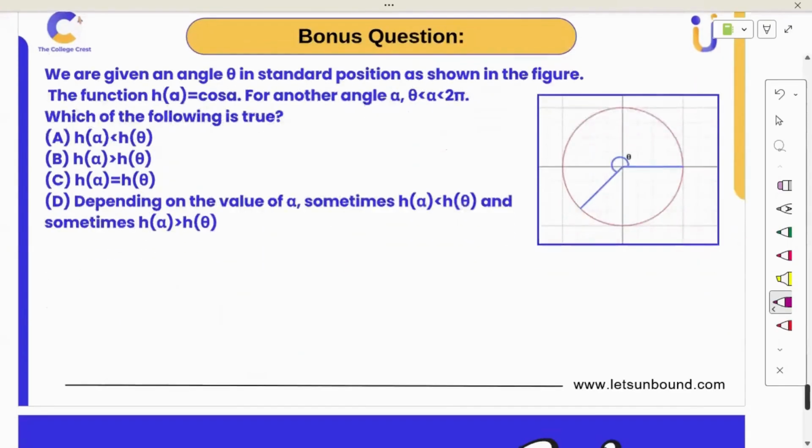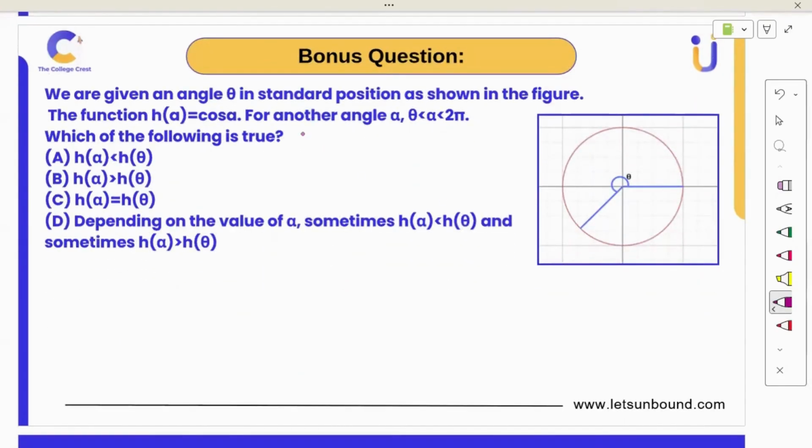And yes, I have a bonus question for you. We are given an angle theta in standard position. The function h of a equal to cos a, for another angle alpha, theta less than alpha less than 2 pi. Which of the following is true? H of alpha is cos alpha. Your alpha is between theta and 2 pi. This is theta. So your alpha is somewhere over here. So you check which will be the correct option. You have to compare. Very simple, no working out, just apply your reasoning skill. And that's it. So you can comment your answer in the chat section.